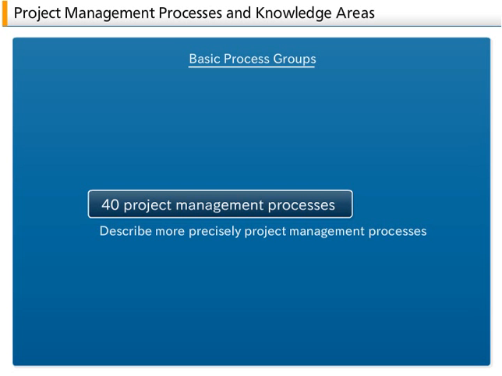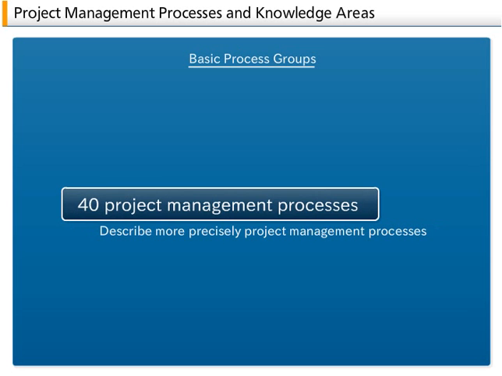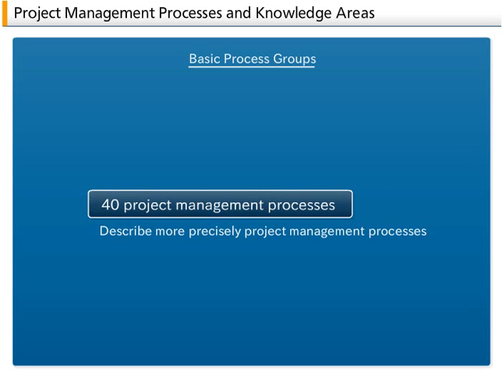In the PMBOK Guide, further details on these process groups are defined in approximately 40 project management processes, which describe project management processes more precisely. These processes will be further examined later in this chapter. In order to make a project succeed, it is important to thoroughly understand the meaning of these processes and process groups and, based on these ways of thinking, conduct the management and control for that project.